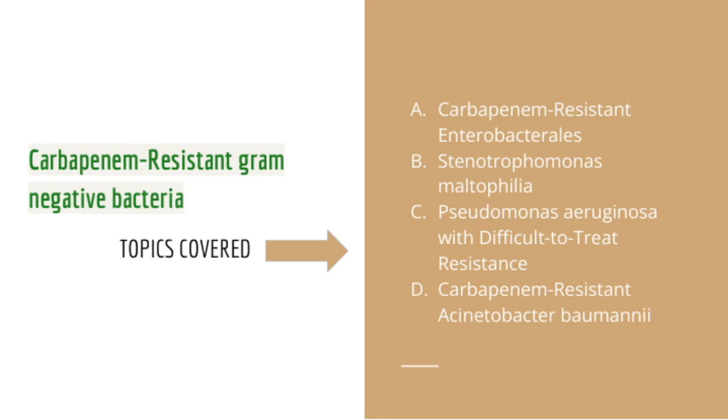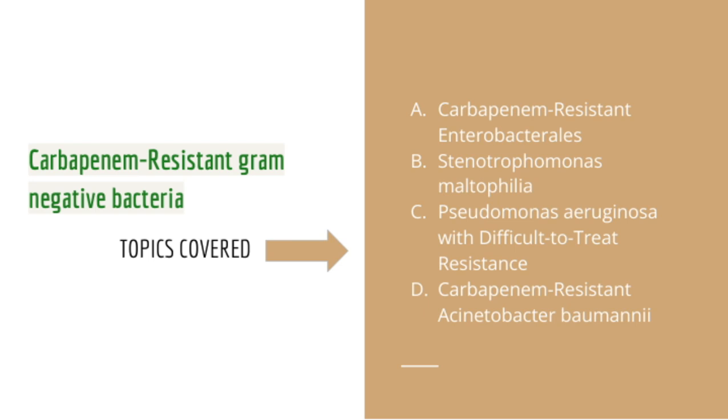Today, we're focusing on some of the most challenging gram-negative bacteria that we encounter in clinical settings. First, we have carbapenem-resistant Enterobacterales, which are a significant concern because they resist many of our most powerful antibiotics. Then, there's Stenotrophomonas maltophilia, an emerging pathogen that's often resistant to multiple drug classes, making infections difficult to treat. We also need to be aware of Pseudomonas aeruginosa, with difficult-to-treat resistance. This organism is notorious for its ability to develop resistance quickly, limiting our treatment options.